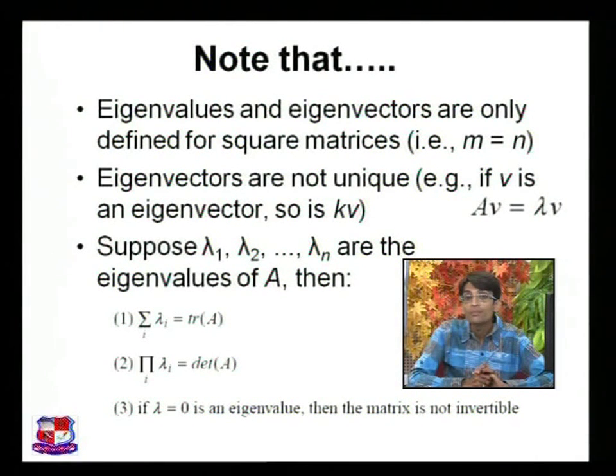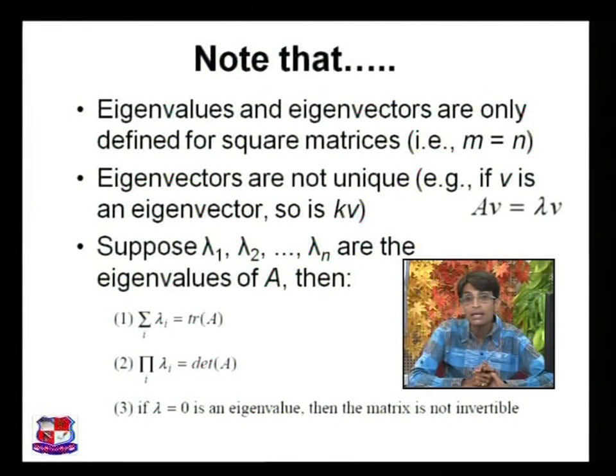Trace of the matrix A. Okay, this is the first. The second one is the multiplication of all eigenvalues, that is lambda 1 into lambda 2 into lambda 3 up to lambda n is equal to determinant of A. So this result is more important to find the eigenvalues and eigenvector for the 2 by 2 matrices.